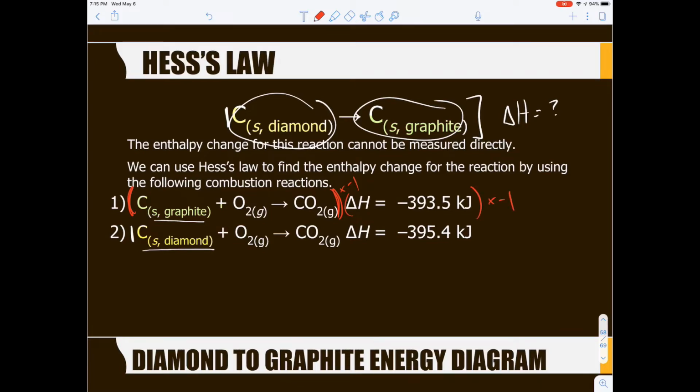I'm going to rewrite it this time. I won't always do that, but just to try to make it more clear how everything cancels. So we have CO2 now as the reactant instead of the product, and carbon as graphite is going to be a product instead of a reactant, which will help us get closer to this target reaction. And then delta H is going to have a positive sign because we flipped the reaction around. We changed the sign of delta H.